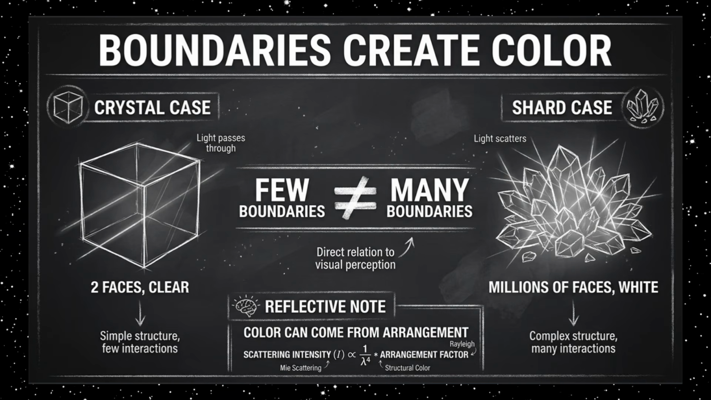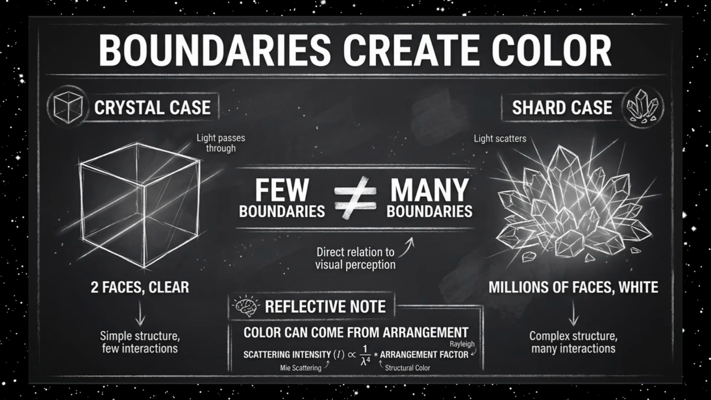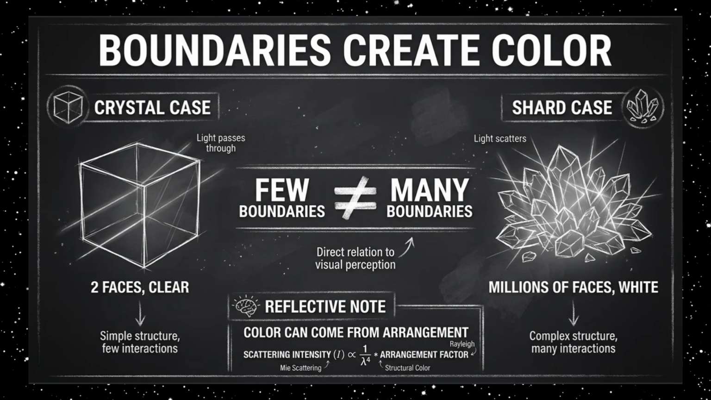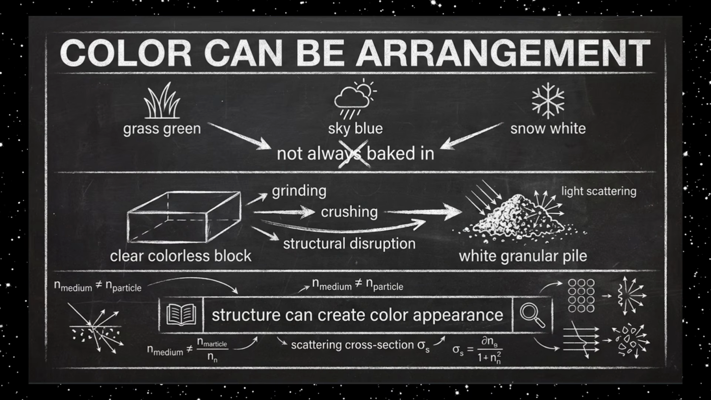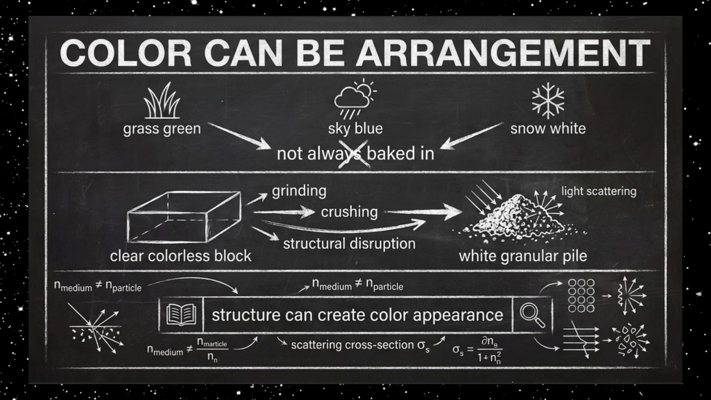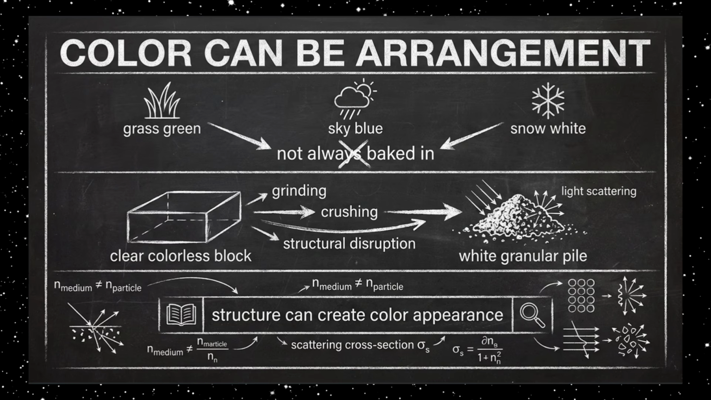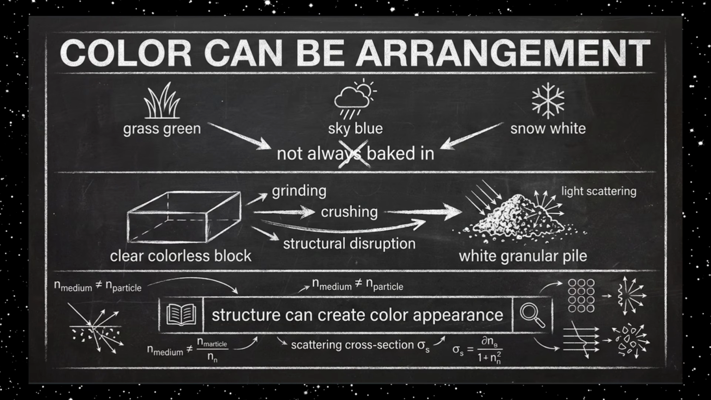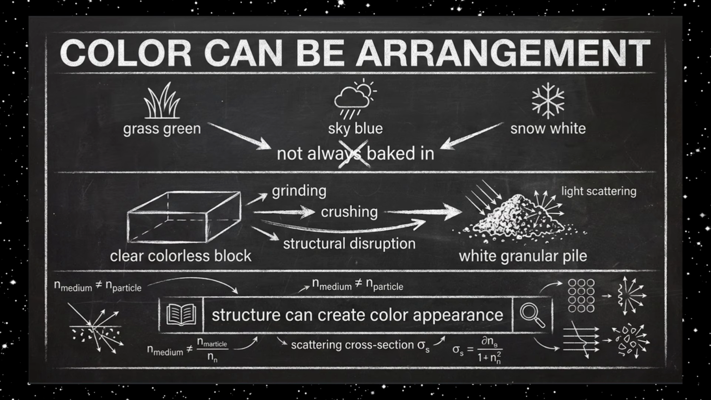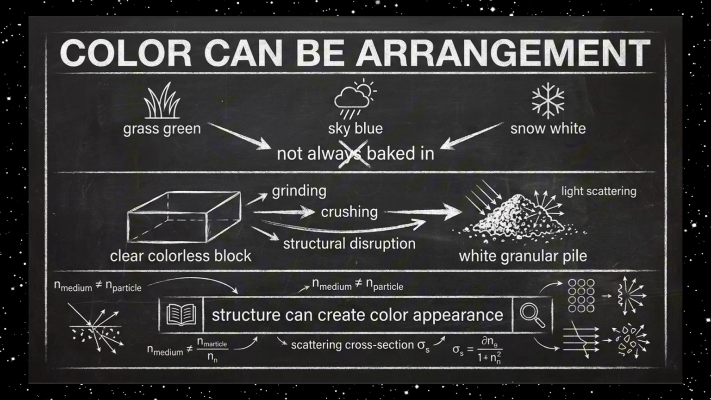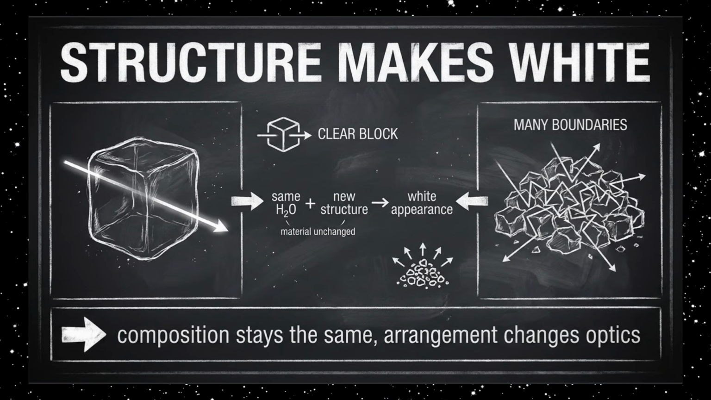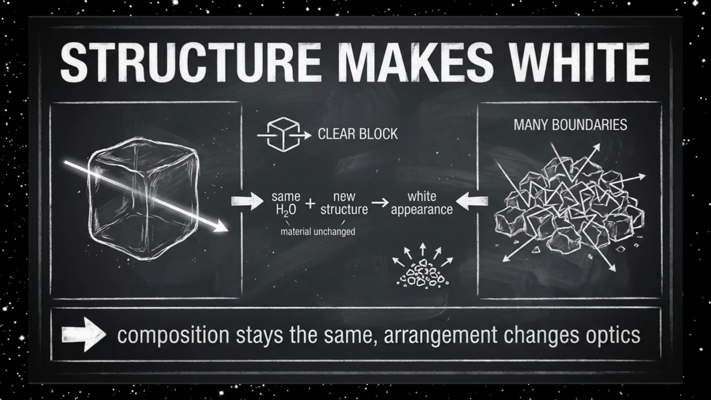Now I want to stop here for a moment and let that sink in, because it is a strange thing if you think about it. We are taught from a young age that the color of a thing is a property of the thing. The grass is green. The sky is blue. The snow is white. As if the color is in the material, baked in, fundamental. But it is not. The color sometimes is a property of the arrangement. You can take a clear, colorless substance, and just by chopping it up small enough, you can make it look white. You did not change what it was. You changed how it was put together.